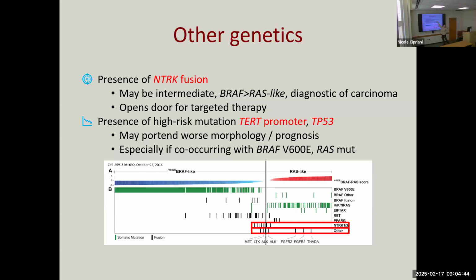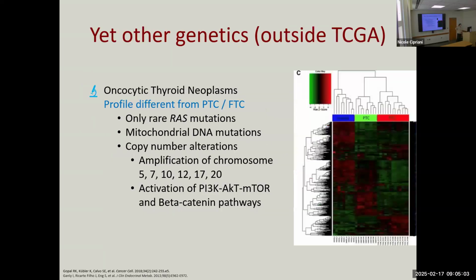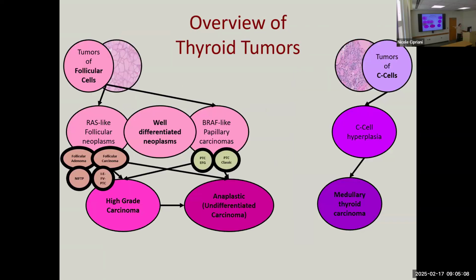And then the high-risk ones, like TERT promoter and TP53, especially if they co-occur with a driver, like BRAF plus TERT or RAS plus TERT, these are bad. These are generally the combinations that you see in those high-grade ones. The high-grade poorly differentiated, high-grade differentiated, and anaplastic usually have a driver and then a secondary high-risk hit. Generally, those are TERT and TP53. We already talked about the oncocytic neoplasms sorting differently.